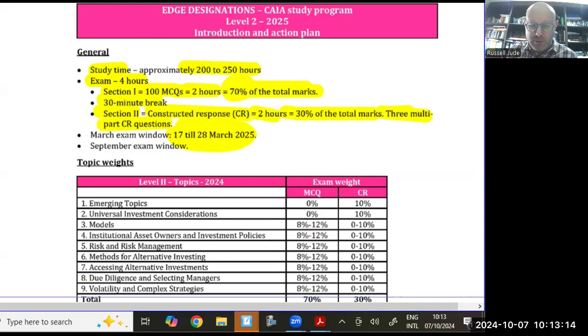Anyway, again, guys, from between 17th to the 28th of March. CAIA writes 2 times a year. Those are the dates for the March window. September, we don't yet know. We haven't yet seen those, but keep in mind, of course, going back on history, it's going to be round about the same. Second half of September will be CAIA Level 2. First half of September will be CAIA Level 1.